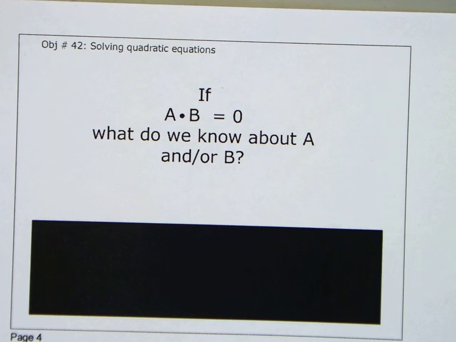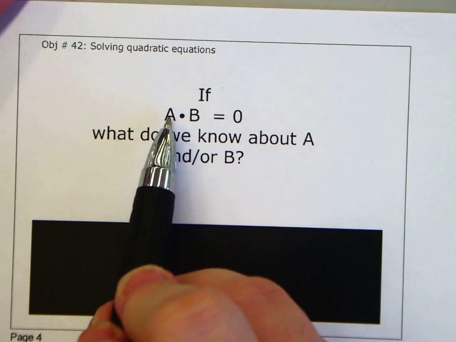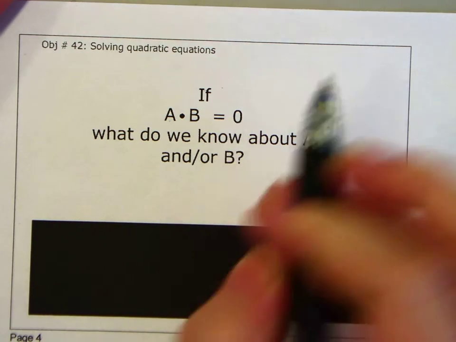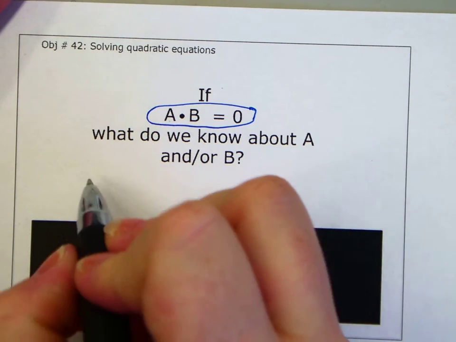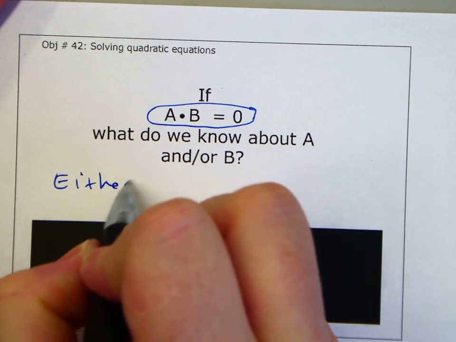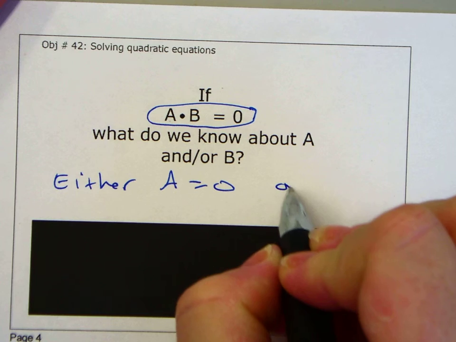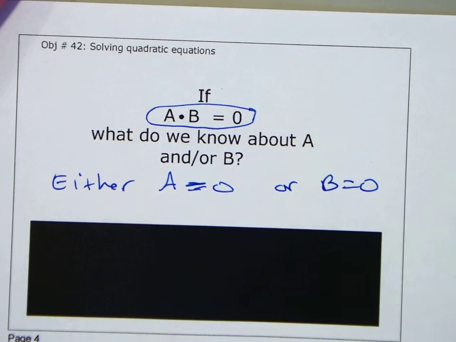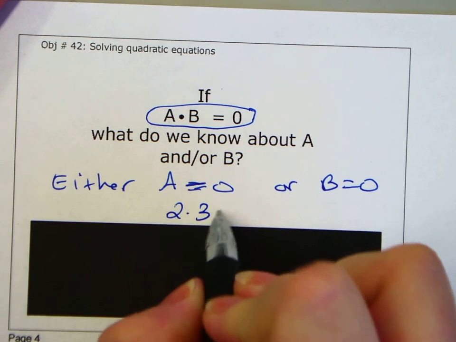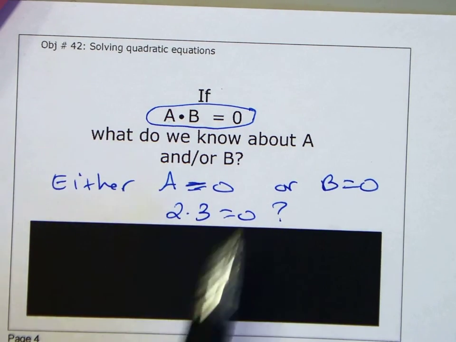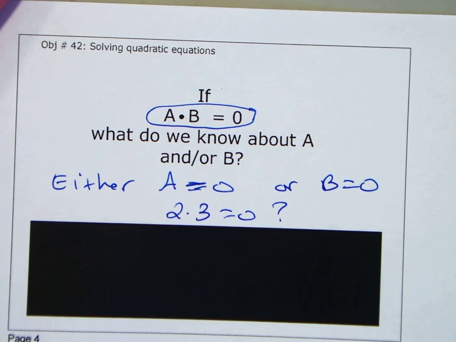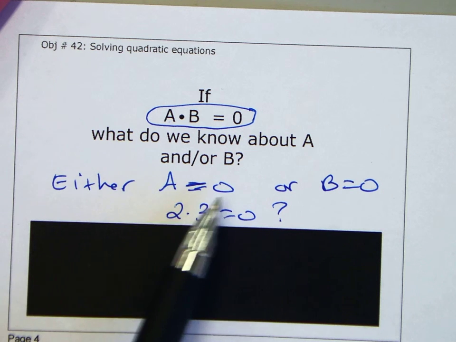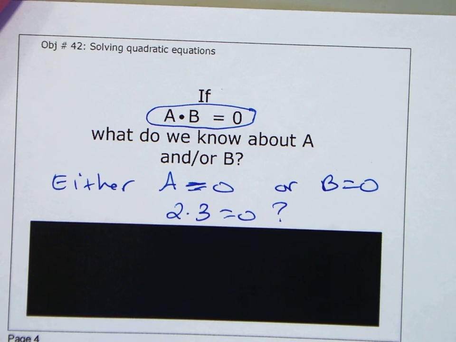If a times b equals 0, what do we know about a and or b? So think about this. If a times b equals 0, what must be true? Either a equals 0 or b equals 0. One of them has to equal 0. Otherwise, can 2 times 3 equal 0? No. The only way for two things to multiply and equal 0 is if one of them is 0. When two things multiply to 0, one of them must be 0. That's called the 0 property.